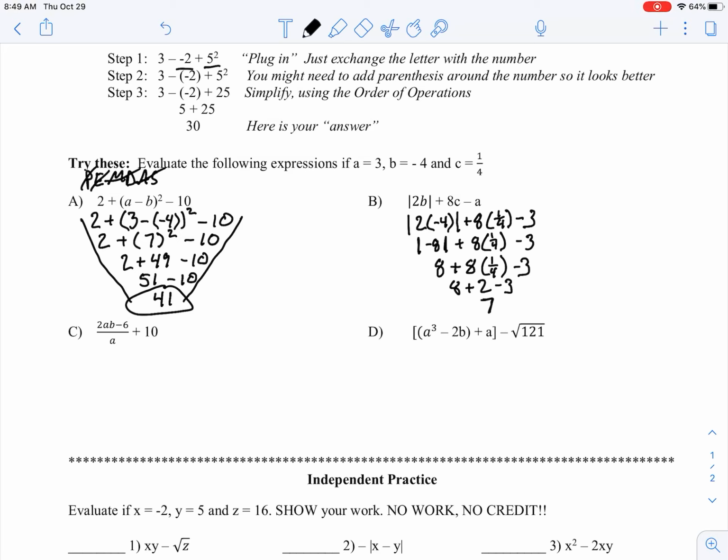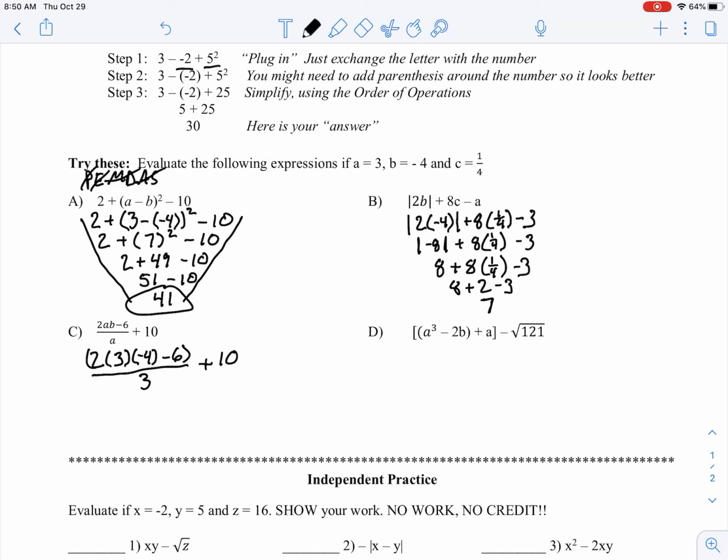This next one looks a little bit challenging, but we just follow our order of operations and it's not quite as bad as it looks. So we have 2 times a, which is 3, b is negative 4, and then minus 6, all of that over 3, and finally plus 10. Alrighty, so we can think if this whole thing here is being divided by 3, then we can throw some parentheses around that to neaten it up a little bit and help us understand that we need to take care of that first.